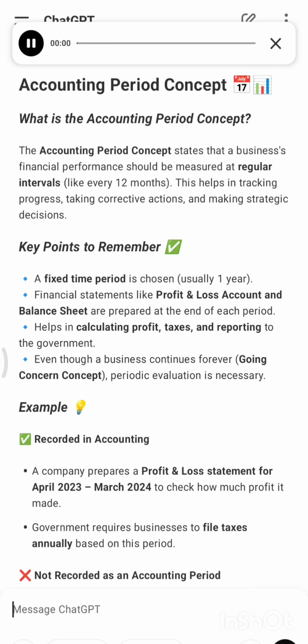Accounting period concept. What is the accounting period concept? The accounting period concept states that a business's financial performance should be measured at regular intervals, like every 12 months. This helps in tracking progress, taking corrective actions, and making strategic decisions.